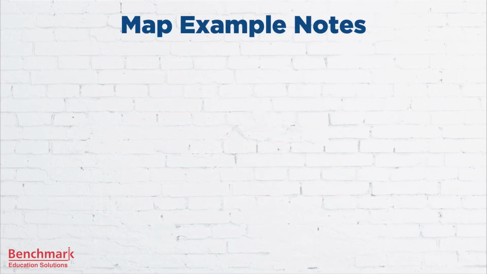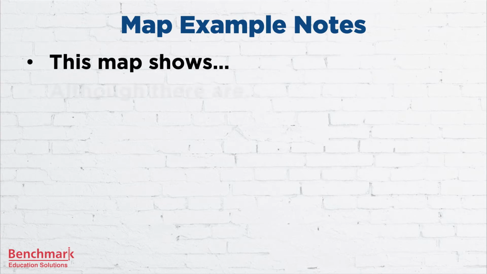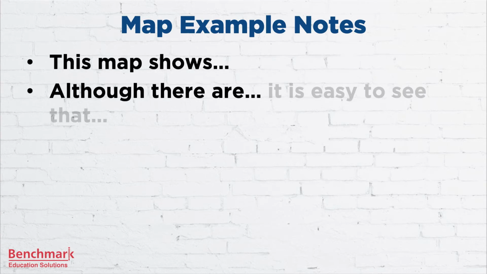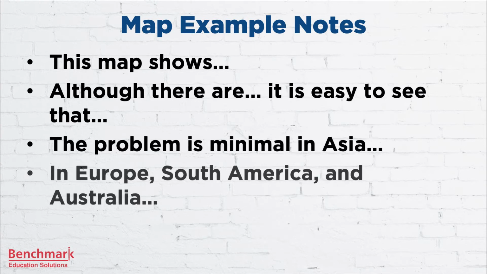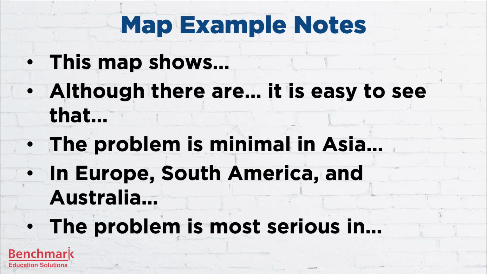Here's how, first, the speaker makes note of what the map shows. "This map shows..." "Although it's easy to see that the problem is minimal in Asia." "In Europe, South America, and Australia..." "The problem is most serious in..." After she describes what the map shows, she connects ideas with the connective word although. Then she shows where the problem is minimal and where it is the most serious.